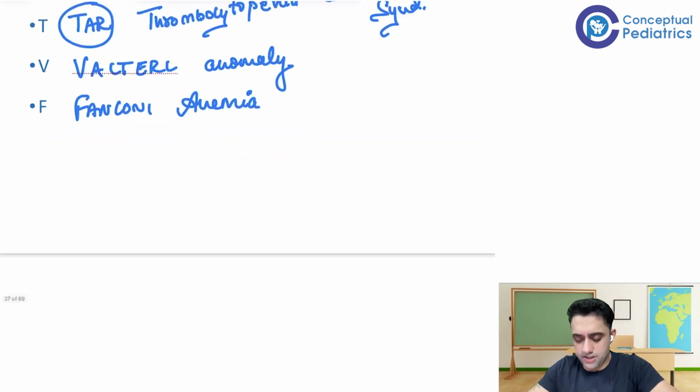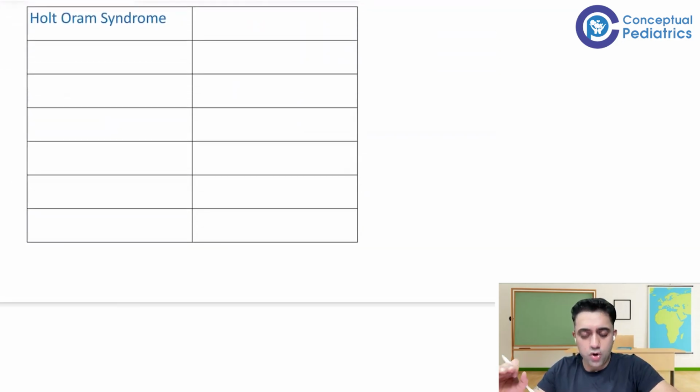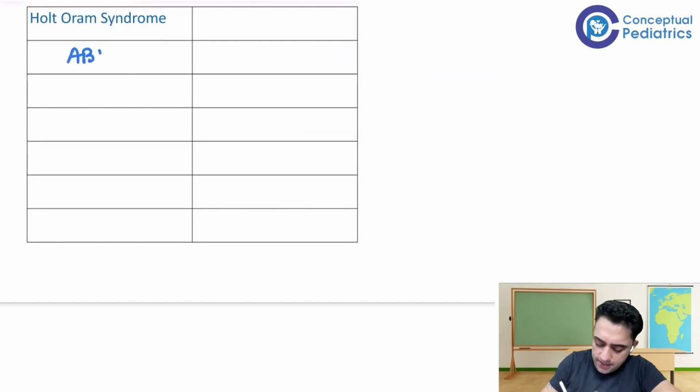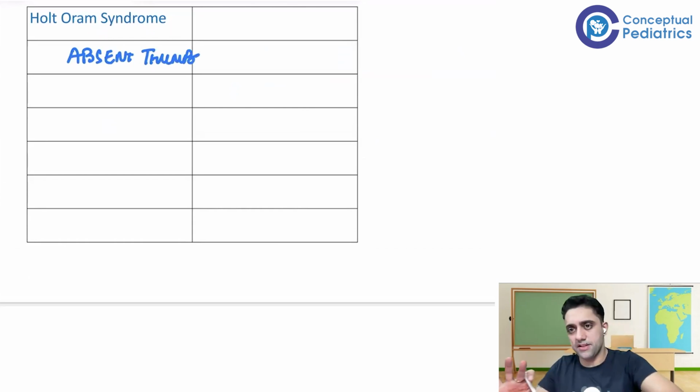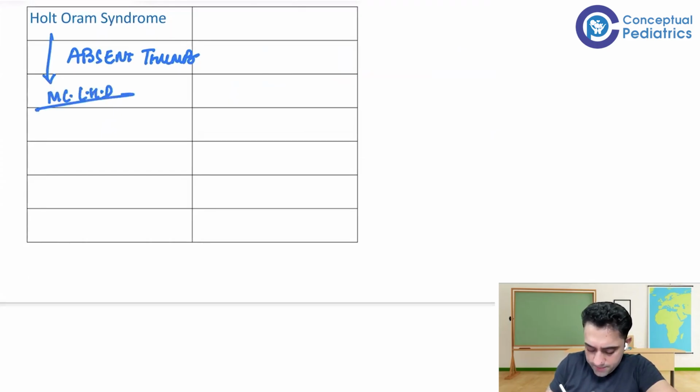Now Holt-Oram syndrome. Firstly, Holt-Oram syndrome is very easy. Let's go one by one. One thing I will remember for the exam is absent thumb. Number one is absent thumb. Second, which is the most common congenital heart disease in Holt-Oram syndrome.